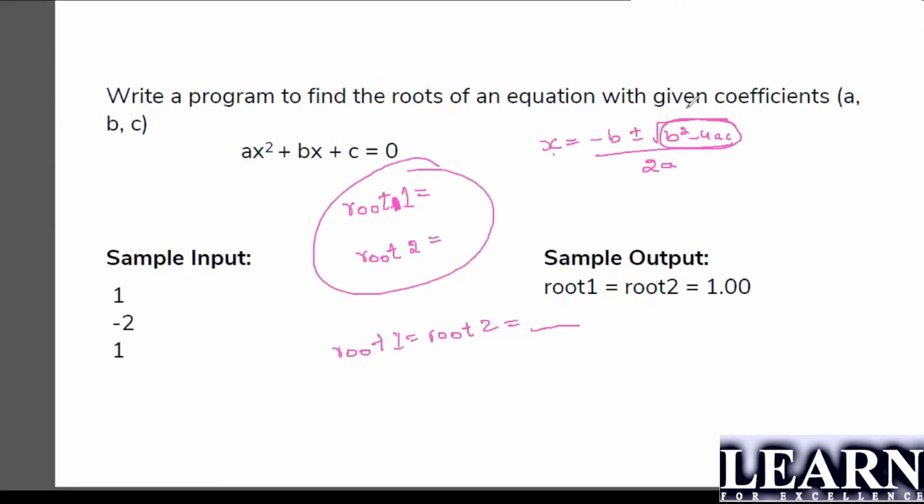So here, what are the different values here? Here, the whole thing depends on the determinant. If determinant is greater than 0, what happens? If determinant is equals to 0, what happens? And determinant is less than 0, what happens? If determinant is greater than 0, roots are real and distinct, right? They are real and distinct.